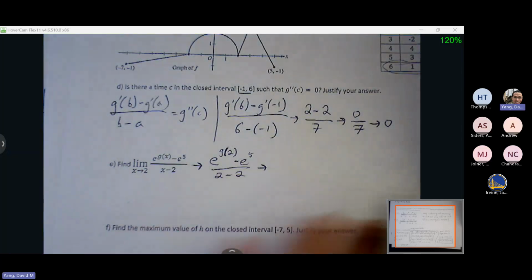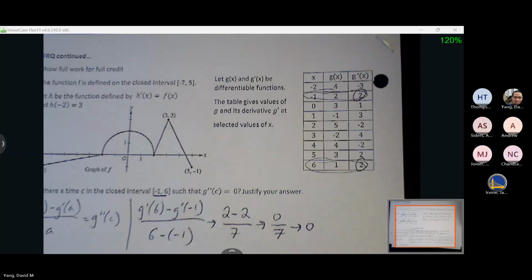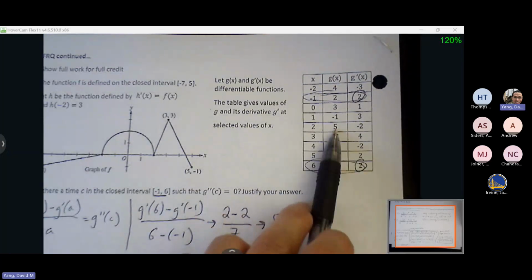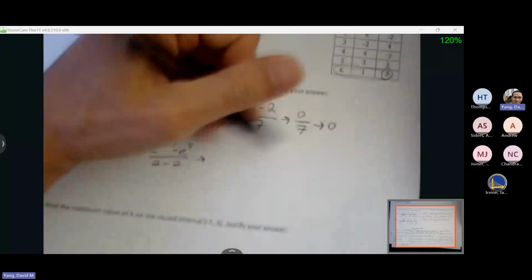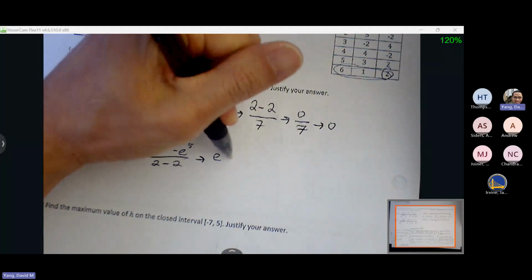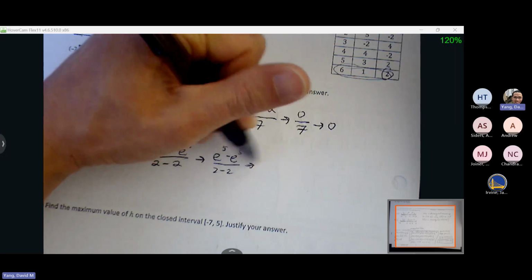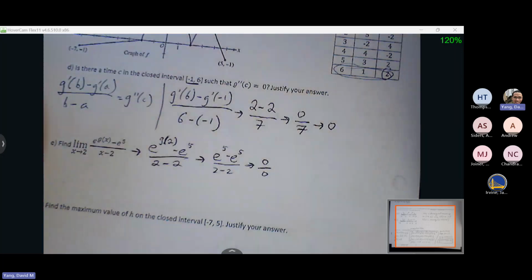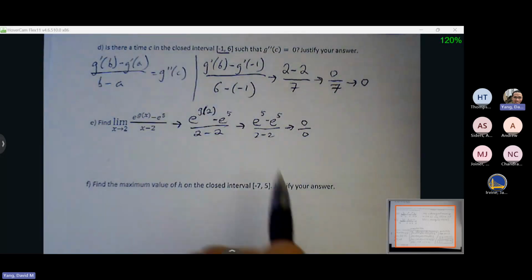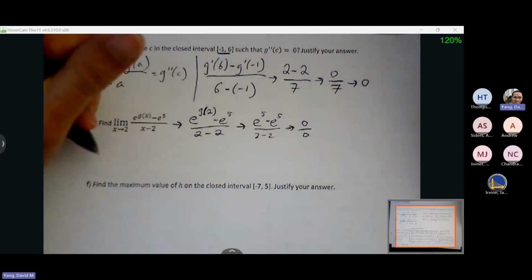All right, so g of 2 is equal to 5. So we get e to the 5th minus e to the 5th over 2 minus 2. That does give us 0 over 0. So we do recognize that there's a hole, but the limit does exist. We just have to find it. We can go through L'Hopital's rule.